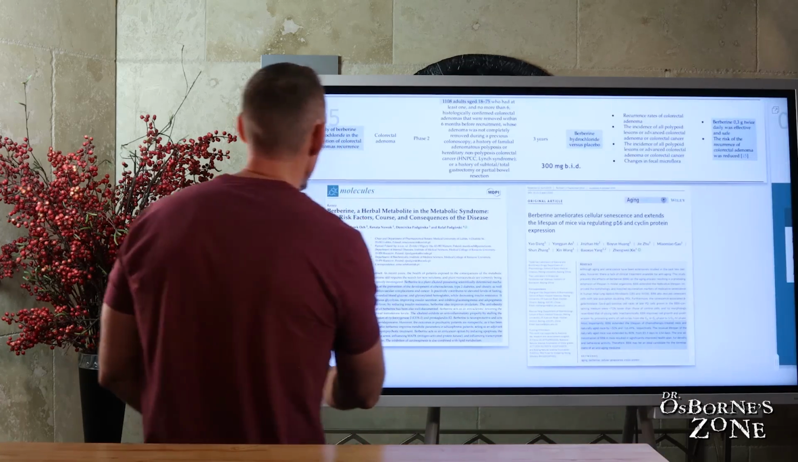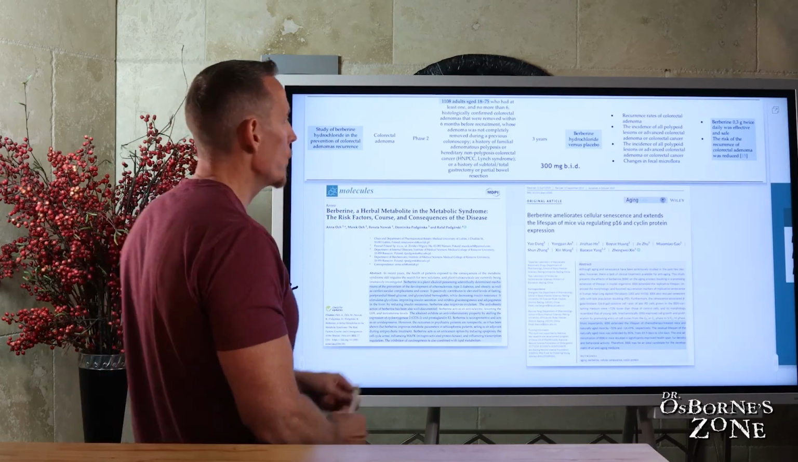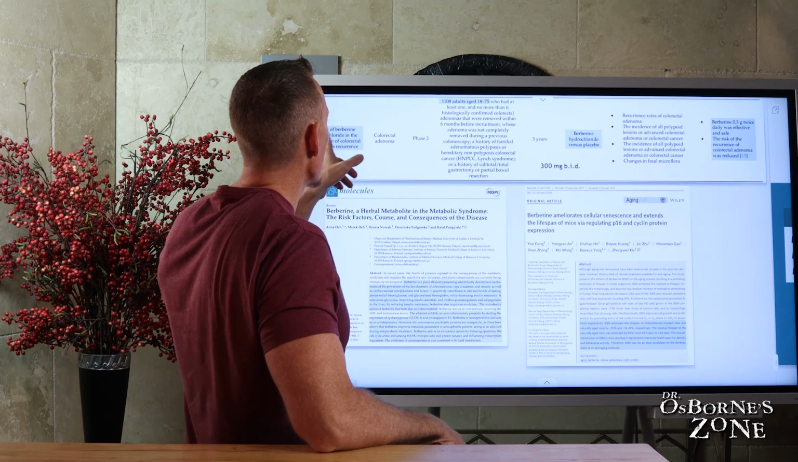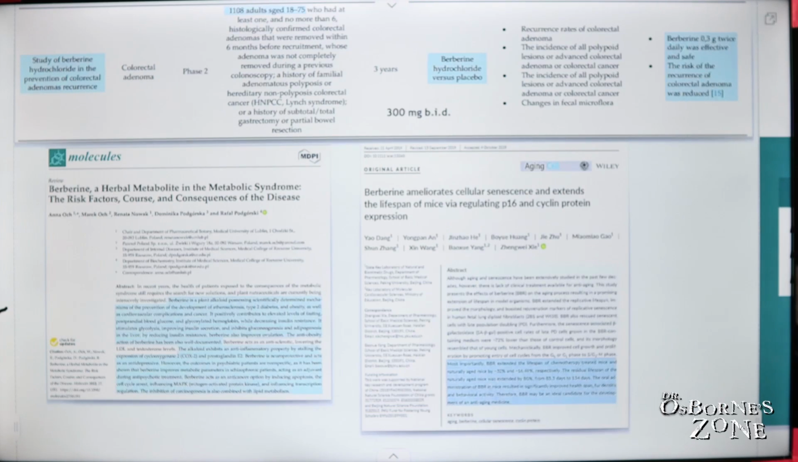Let's talk about a few more studies. This one was on the study of berberine hydrochloride in the prevention of colorectal adenoma recurrence. In this one, they took 1,100 adults aged 18 to 75 who had had at least one and no more than 6 confirmed colorectal adenomas. In essence, they had colon cancer.